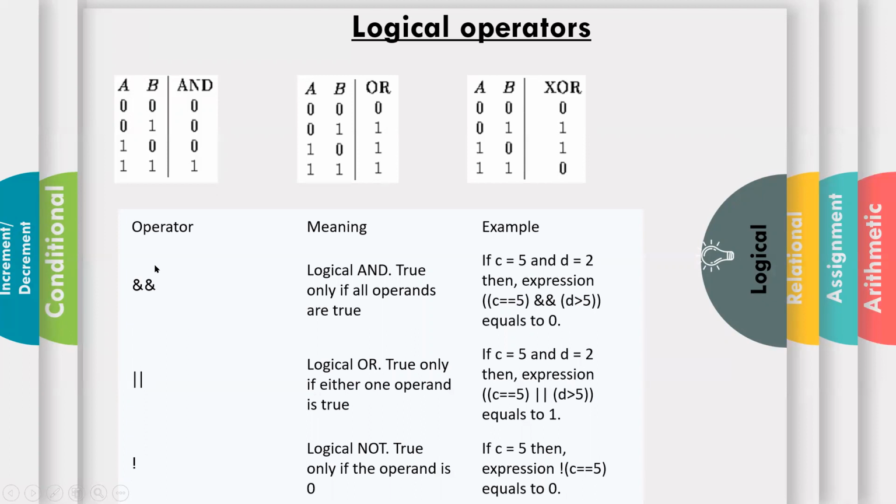Generally, we use these logical operators in combination with relational operators. See here, for example, C equal to 5 and D greater than 5. So what is the purpose of this logical operator? C double equal to 5, here double equal to is a relational operator. Okay. So it checks whether the value of the left hand side and right hand side is equal or not. Similarly, D greater than 5 is also a relational operator.